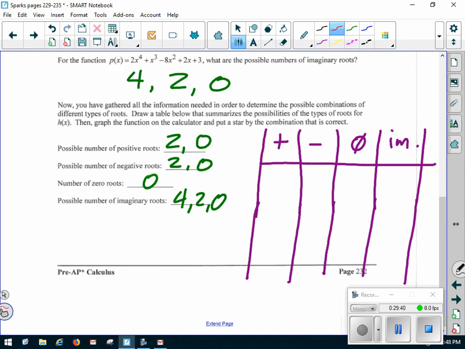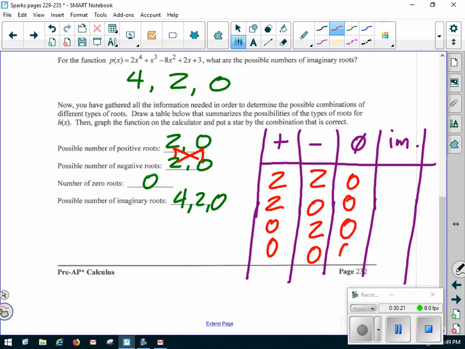Oh, well. All right. If I have 2 positive roots, I might have 2 negative roots. If I had 2 positive roots, I might have no negative roots. With me? If I don't have any positive roots, I might have 2 negative roots. And if I don't have any positive roots, I might have no negative roots either. Those are the only combinations I can make with the numbers 2, 0 for positives and 2, 0 for negatives. How many times is 0 a root? None. 0's never a root.